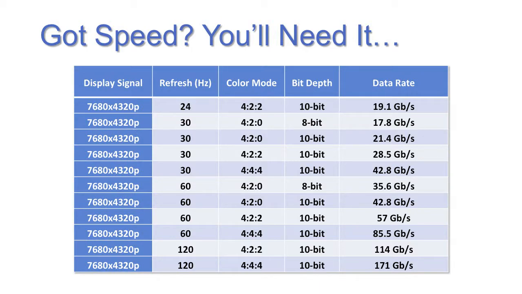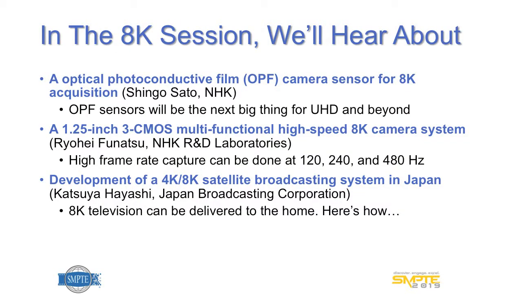So in our 8K session, and this is an unabashed promotion for it, we are going to hear about an optical photoconductive film camera sensor for 8K, which is a really cool development. This could be the next generation of camera sensors. Think of adding a preamplifier to a weak signal to boost the signal-to-noise ratio and the overall level. So I'm predicting that this will be the next big thing for UHD and beyond, because it solves a lot of issues we have with small sensors with really dense 8K pixels, and being able to get enough light through them so we can stop down a lens and get some depth of field.